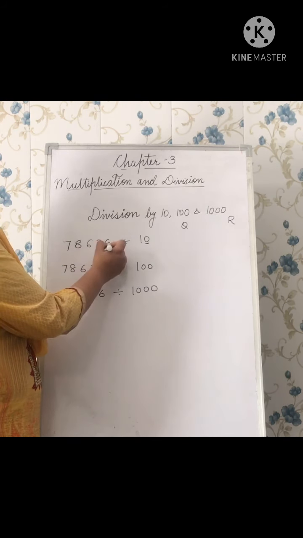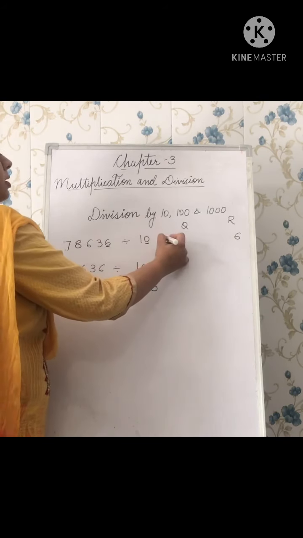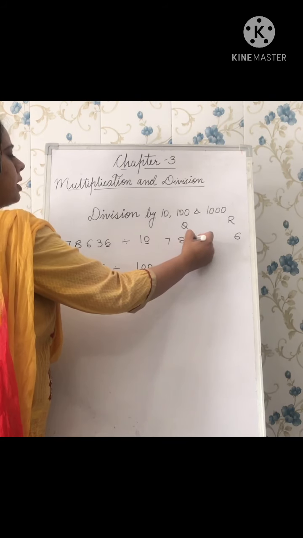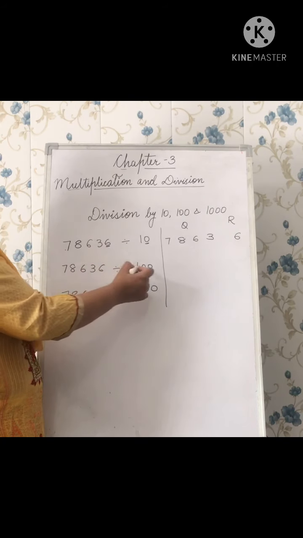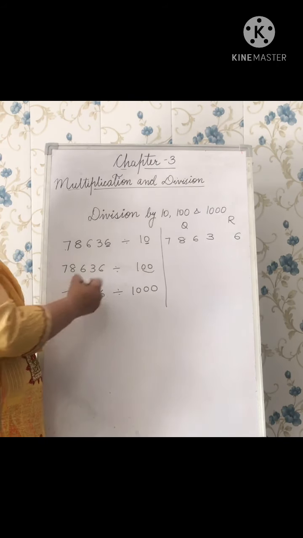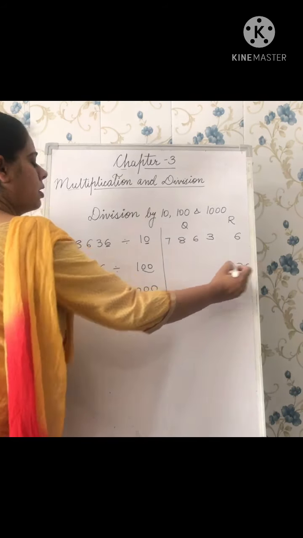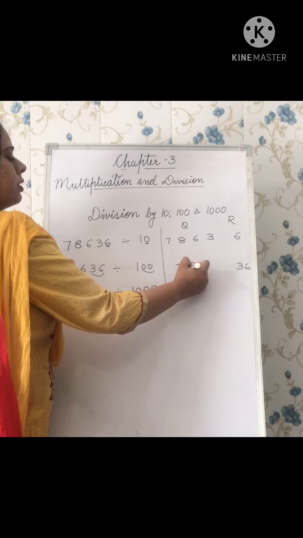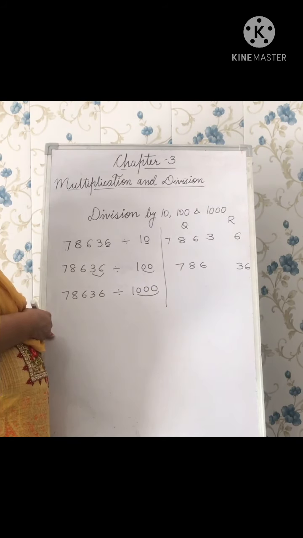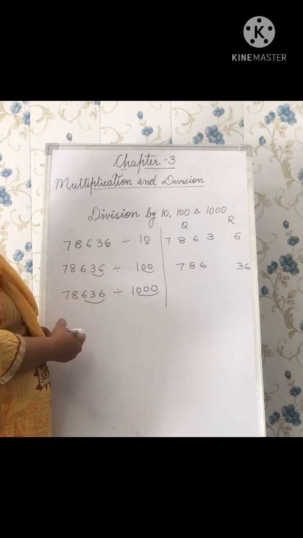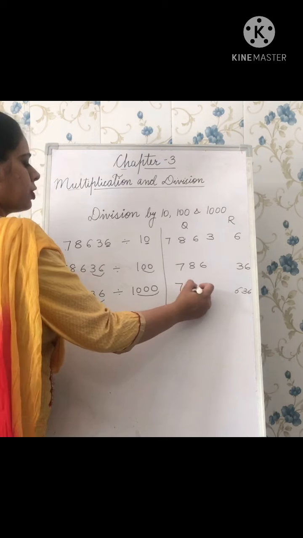So the last digit will be the remainder, and the rest whole will be the quotient. 7, 8, 6, 3, this is our quotient. Yes. Now again, how many zeros are there? 2 zeros. So the last 2 digits will be the remainder. It will be 36 and the rest will be the quotient, 786. Similarly, how many zeros are there? 3 zeros. So the last 3 digits will be the remainder, 636, and the remaining will be the quotient.